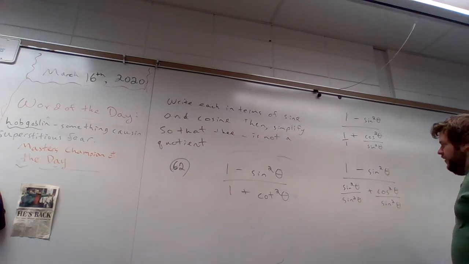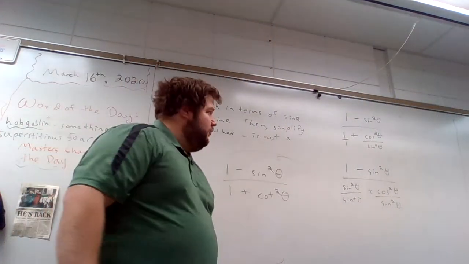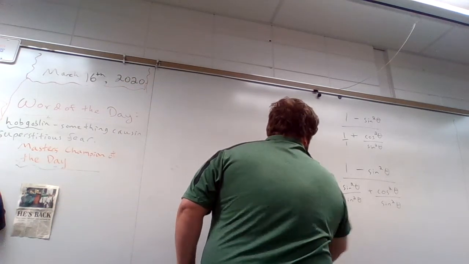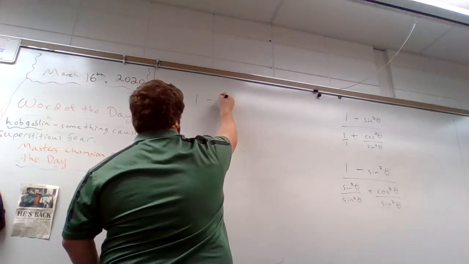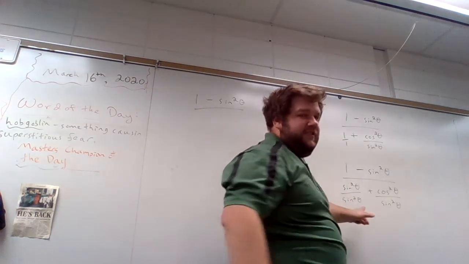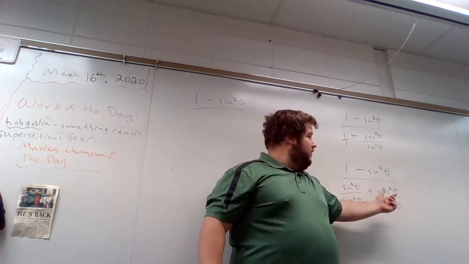Now, at this point, I'm thinking, this went from looking really hopeless to actually looking pretty good. So I got the 1 minus sine squared, and then I combine the two fractions in the denominator here. So this is sine squared plus cosine squared over sine squared.